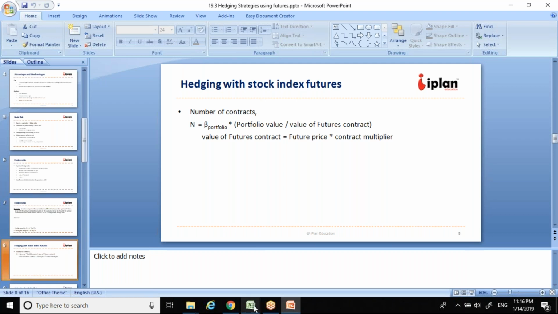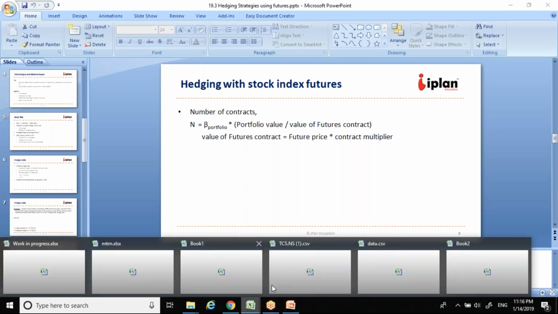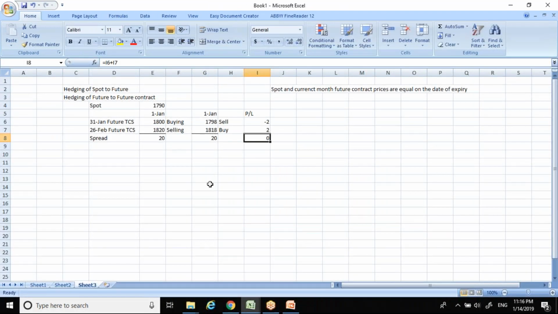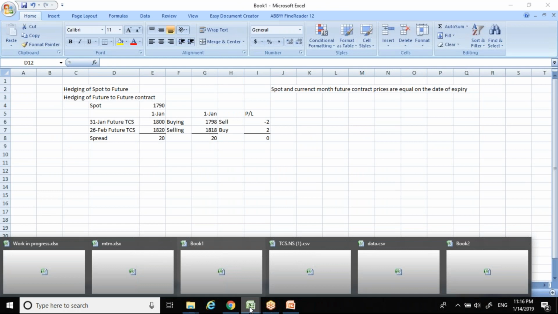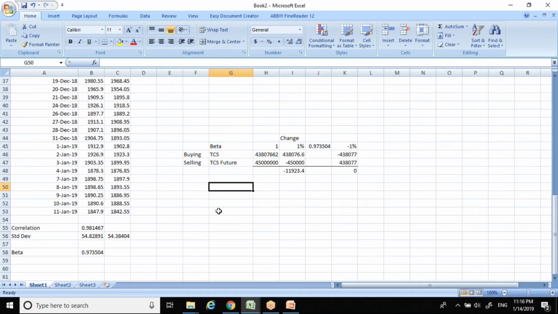So how do we do that? How do we hedge it with an index? Very simple. Let's suppose we have a portfolio value. Let's come back to the book 2. Let's suppose we have a portfolio. Portfolio means we have more than one share in our account. We have a portfolio of around 20 million.